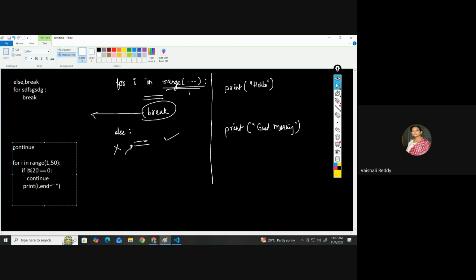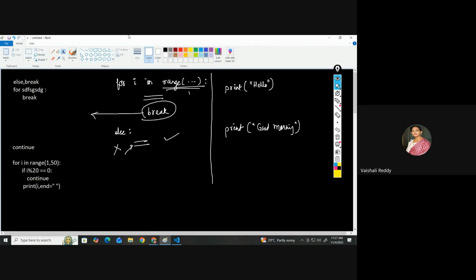So watch this, everyone. What this means, if i value is 1, is 1 divisible by 20? No. So print it. So 1, 2, 3, it will be printed up to 19. The moment i becomes 20, 20 is divisible by 20, it says continue. Continue means directly continue with the for loop. The remaining part of the for loop, this whole thing, will be skipped.